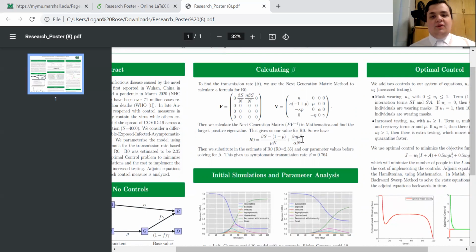So using Mathematica, we created this equation for R naught, and we solved it for beta. So we plug in an estimate of R naught given by Robert Smith, and he estimated R naught to be 2.35. So on average, one infectious person will infect just over 2 people. And then we also plugged in our parameter values, and this gave us a symptomatic transmission rate of beta equal to 0.764.